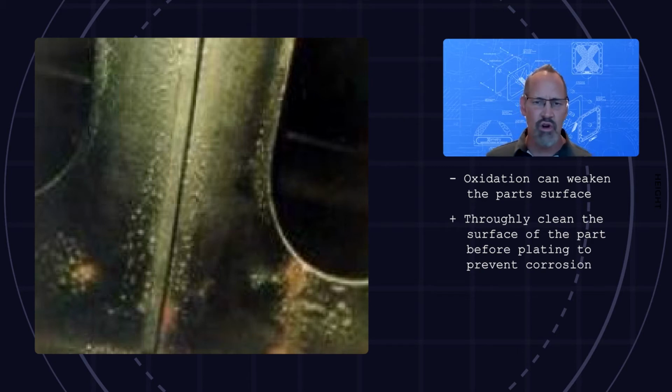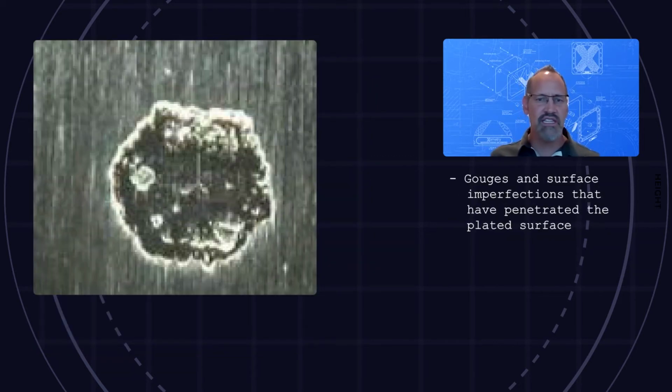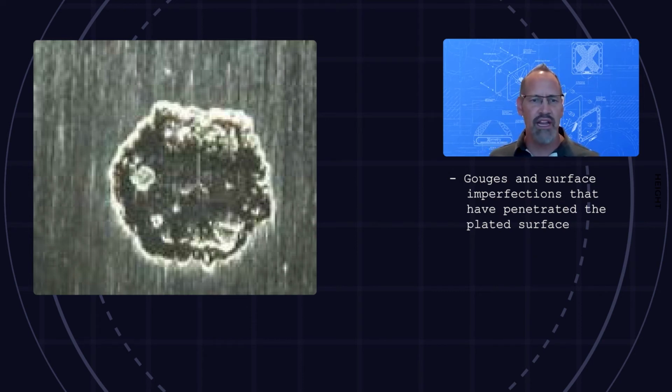Pictured in example 5 is oxidation, which can weaken the part's surface. Plated surfaces should be properly cleaned prior to plating, as corrosion may continue to expand through the plating while weakening the intent of the plated surfaces. In this image, we can see gouges and surface imperfections that have penetrated through the plating. These imperfections often lead to rework or even scrap.